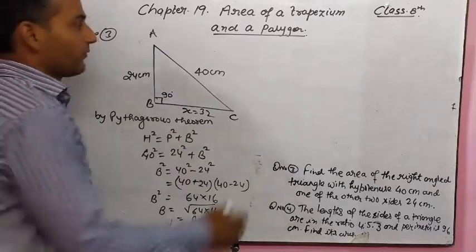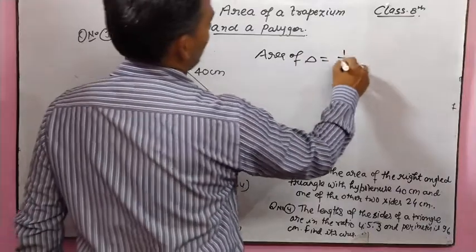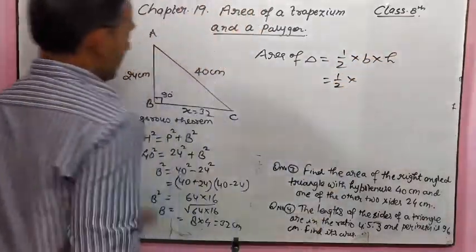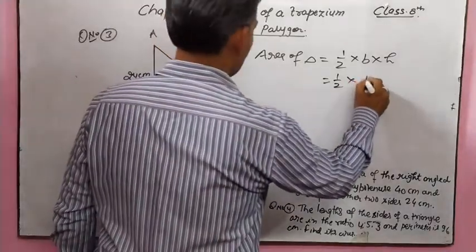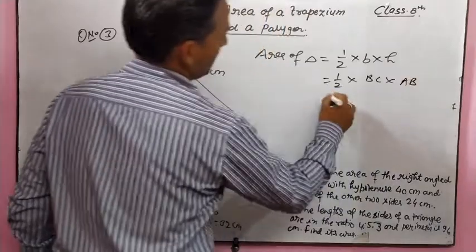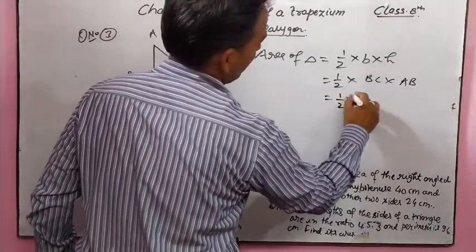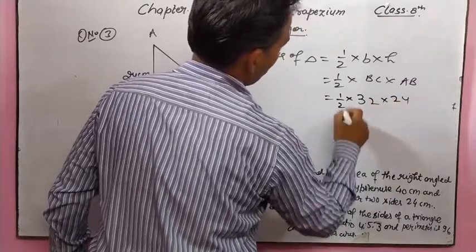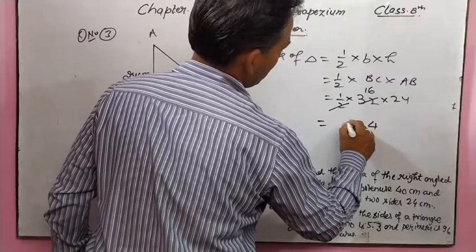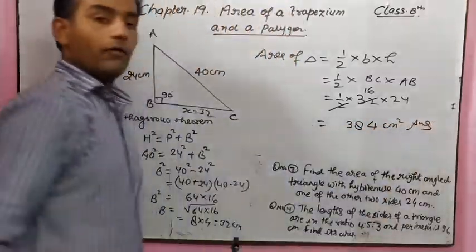Now we can find out the area of the triangle. So area of triangle will be half into base into height. Base we have is BC and height we have is AB. So base is 32, height is 24. So 1 upon 2, 32 into 24, 16 into 24, 384 centimeter square will be the area of the triangle.